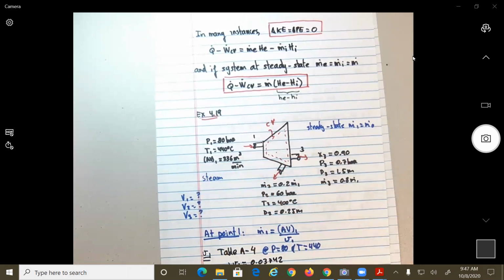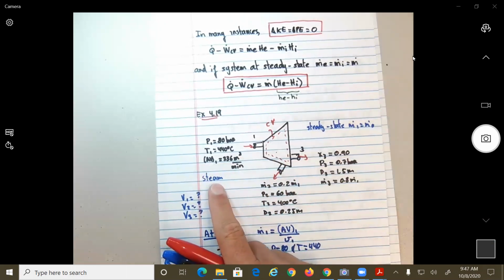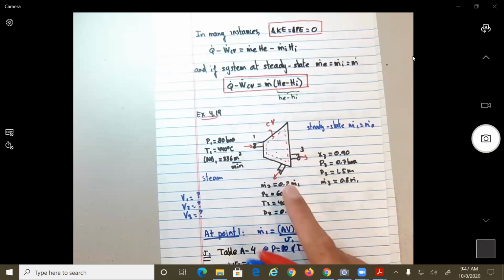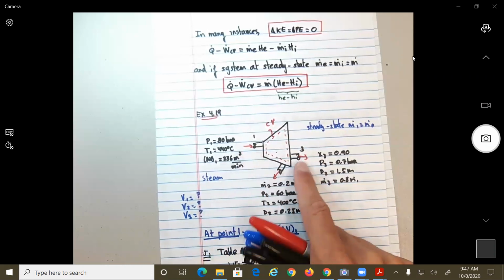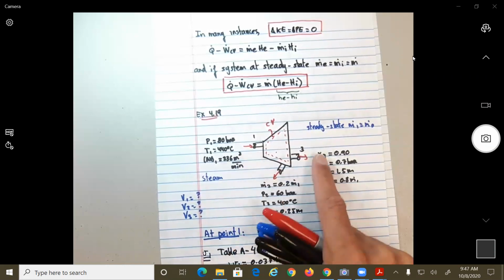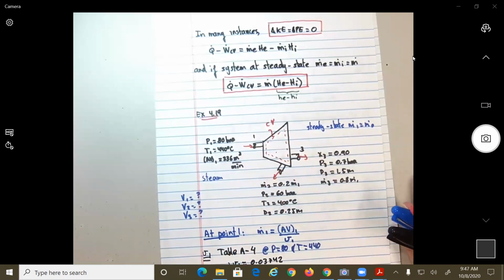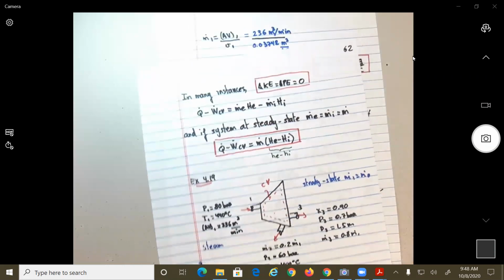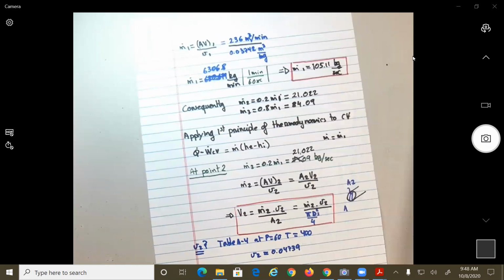So we started doing this problem where I think the substance is water because it was steam. The steam goes inside a turbine and comes out through two different little exits. I think the question was to find the velocity of the flow at each one of these inlets and exits. So we started working on it. We found the mass flow 1.